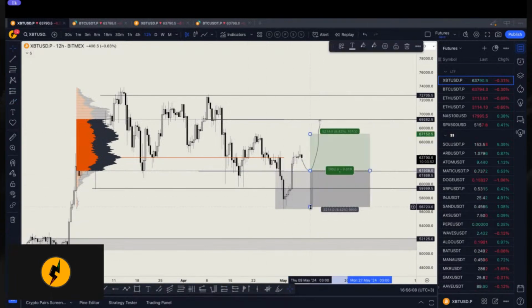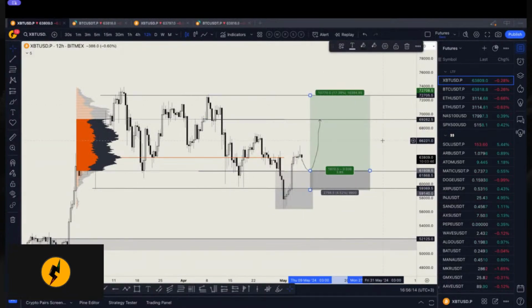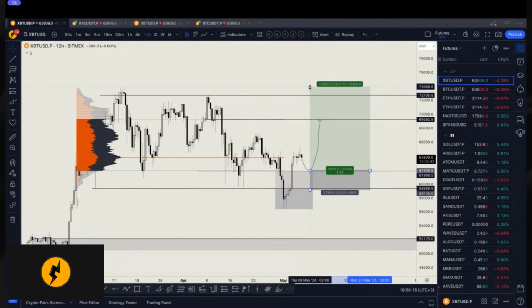This is my entry, and this is going to be my target, around 3.8R. Of course, I would keep it open for higher prices, maybe a new all-time high and a push higher. But this is what I'm looking for.